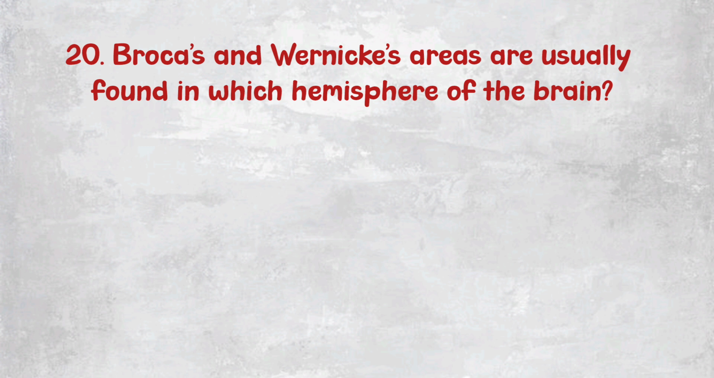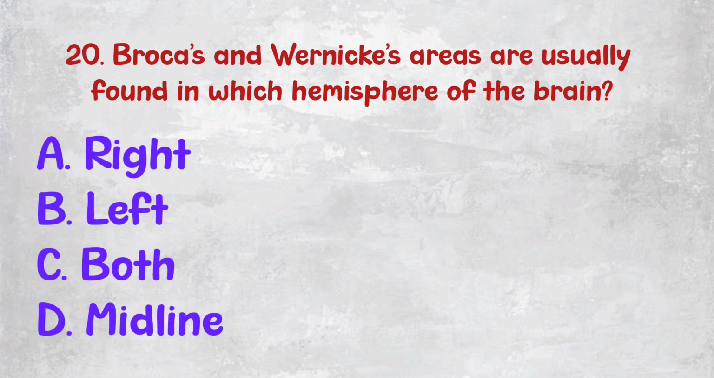Question number 20. Broca's and Wernicke's areas are usually found in which hemisphere of the brain? We have A, the right hemisphere, B, the left hemisphere, C, both hemispheres, and D, the midline. Our answer should be the left hemisphere. In most individuals, both Broca's area, which is the speech production area, and Wernicke's area, which is the language comprehension area, are located in the left hemisphere.